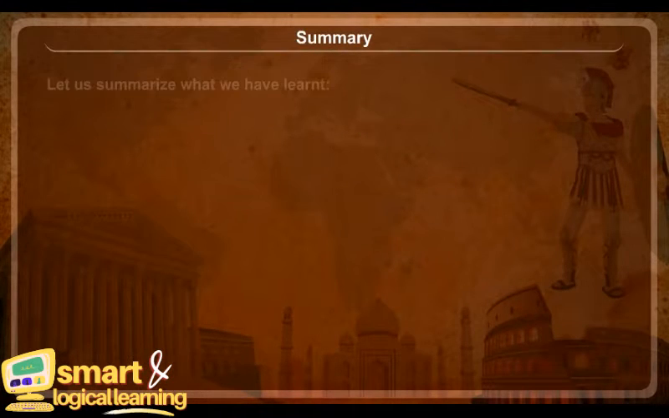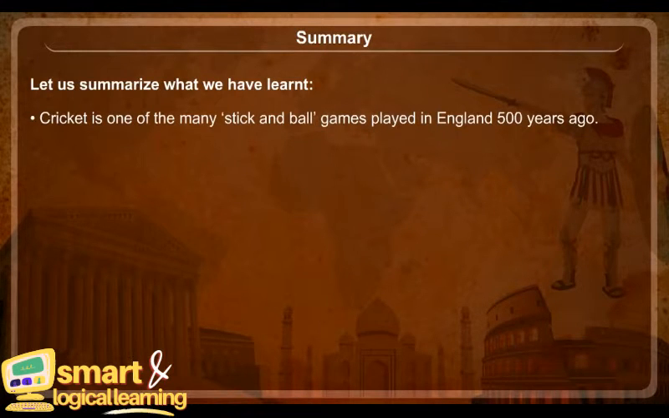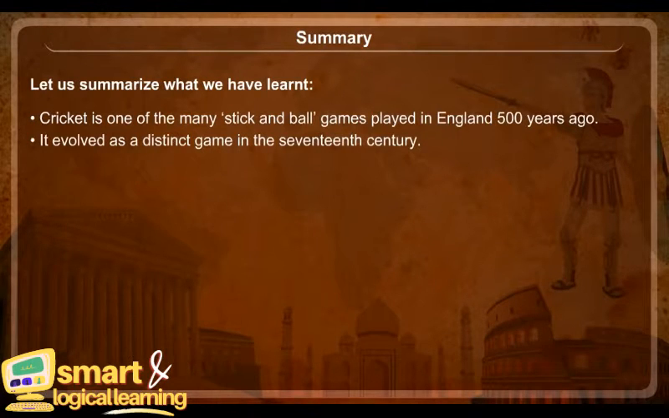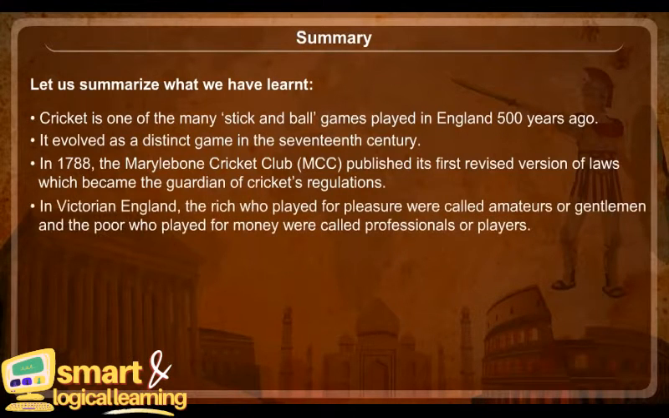Summary. Let us summarize what we have learned. Cricket is one of the many stick and ball games played in England 500 years ago. It evolved as a distinct game in the 17th century. In 1788, the Marylebone Cricket Club published its first revised version of laws, which became the guardian of cricket's regulations. In Victorian England, the rich who played for pleasure were called amateurs or gentlemen, and the poor who played for money were called professionals or players.